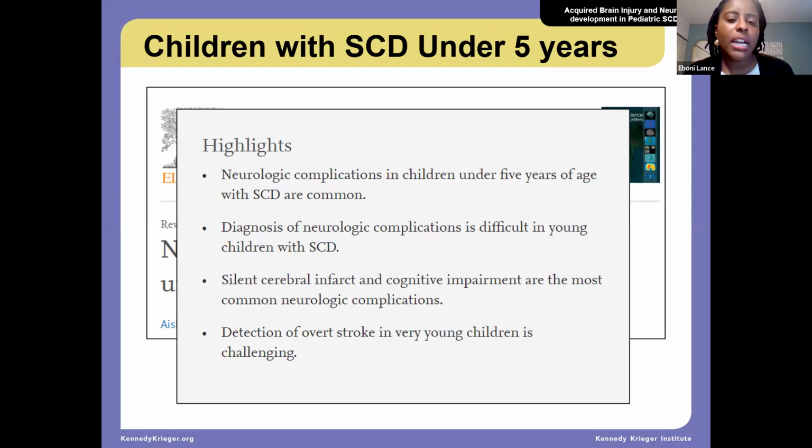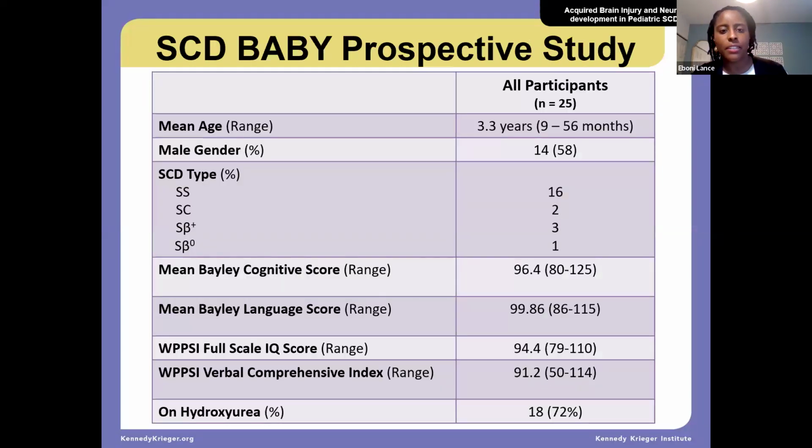And so our most recent study is actually called SCD Baby, where we are looking at children under 6 years of age with sickle cell disease. You can see here we're up to about 25 participants in the study, ranging in age from 9 months to 56 months of age. A little bit over half of them are male. We are always trying to include all of the different sickle cell subtypes in our studies just for generalizability, but we still have predominantly patients with SS disease.